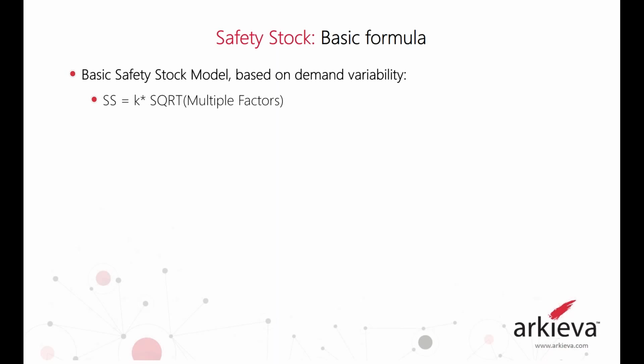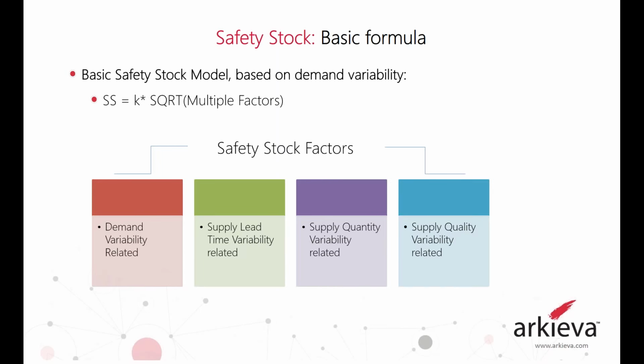So let's now try to conclude this discussion on safety stock. So safety stock formula is K times the square root of multiple factors. Typical usage, there are two terms, two factors. One is demand variability related, one is the supply lead time variability related. But in advanced formula versions, you can actually add quantity variability and quality variability related terms as well.